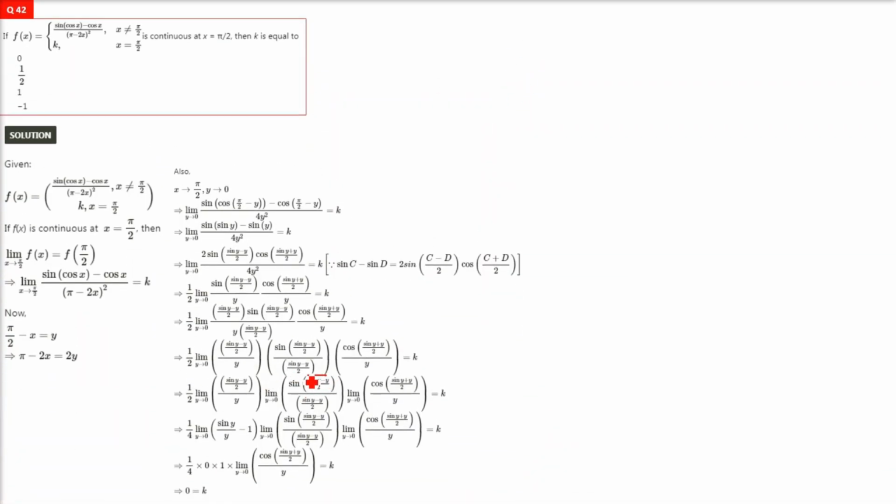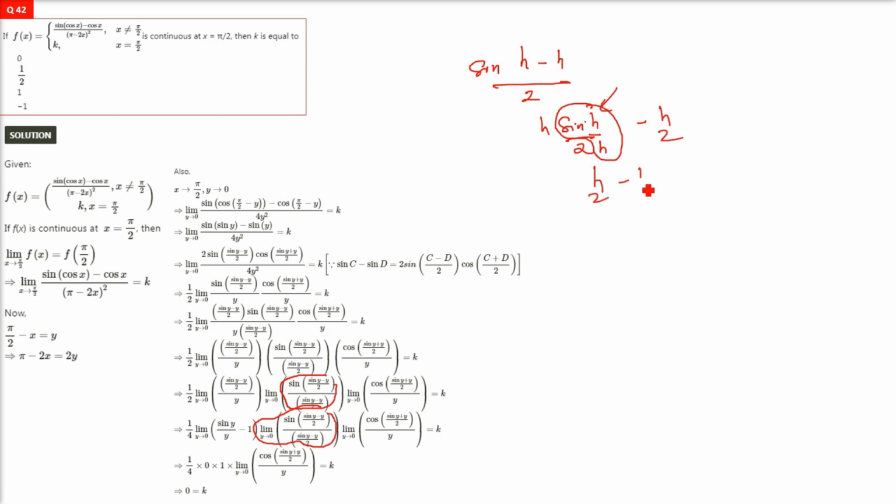What I was suggesting is that this sin theta by theta we have already taken as 1. We have applied it. So we were having sin h by 2 minus h by 2, remember? I just told you about that. When we introduce h in the numerator, h by 2 you can take common. Sin h by h, if you apply the limit, is going to be 1. So when you take h by 2 outside, sin h by h is going to be 1 on applying the limit. 1 minus 1 is 0. So you'll get a 0.